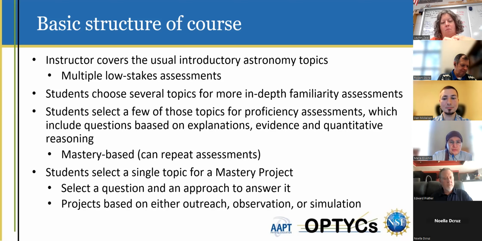And they found, oh boy, sorry about the typo there. They found that the level of student engagement was much higher. And they were able to really get more from the course than they would just doing the usual type of assessment that we would typically do in our intro astronomy course.